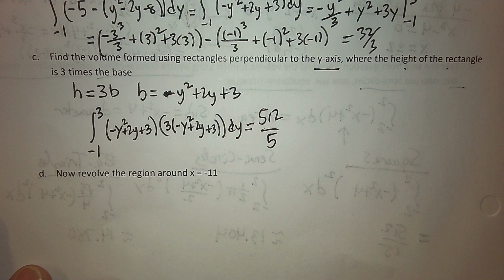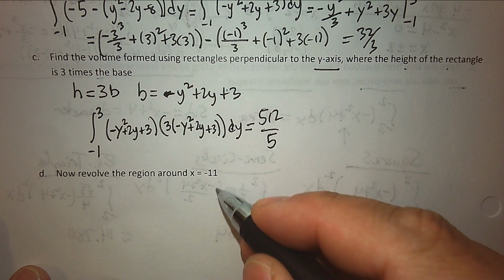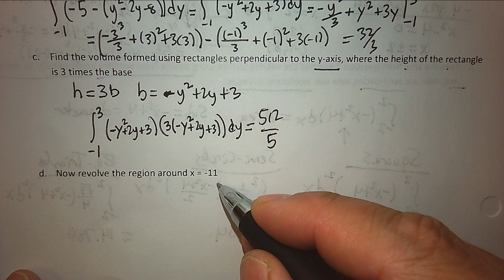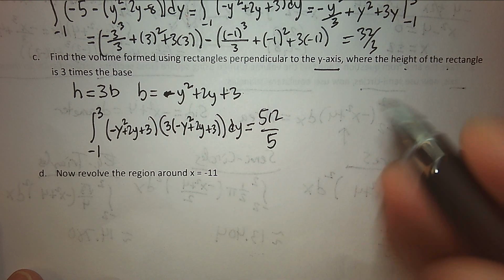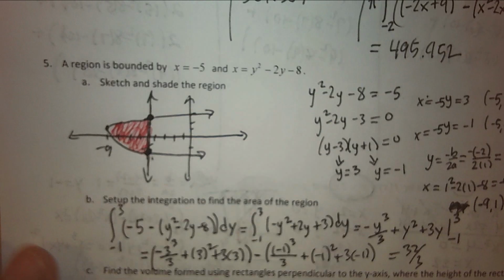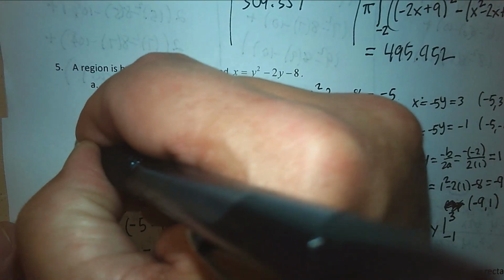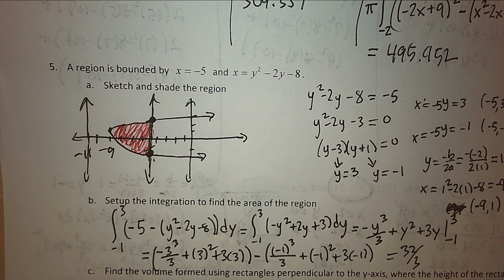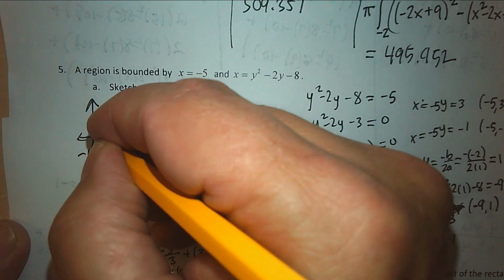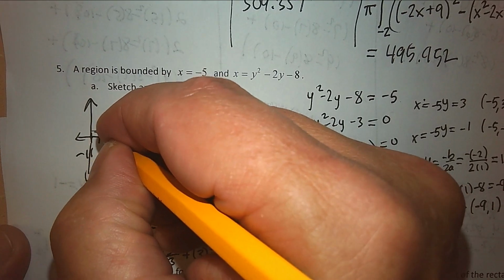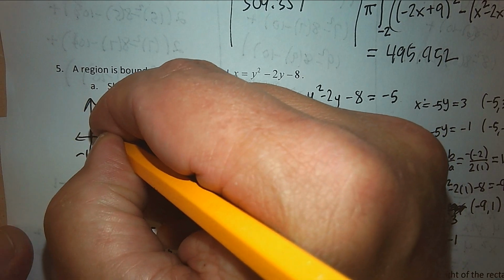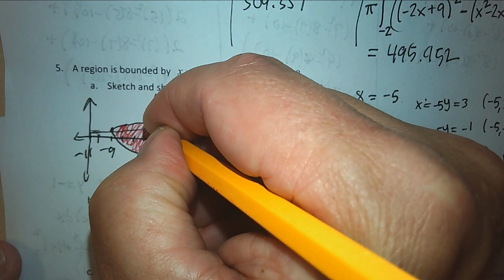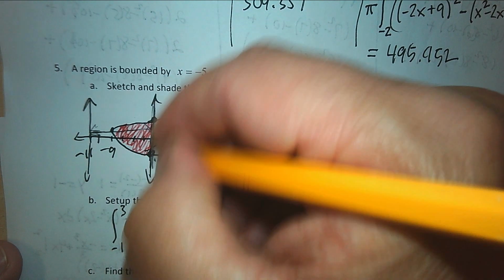Part D says, what would happen if you revolved it around x equals -11? Can you go back to your graph? Where's -11? Can you see where it would be? There's -11. If you revolve it around -11, it will be a washer. You'll have a big radius and a small radius. To find the big radius, start at your line of rotation, draw a horizontal line that goes through to the outer edge.